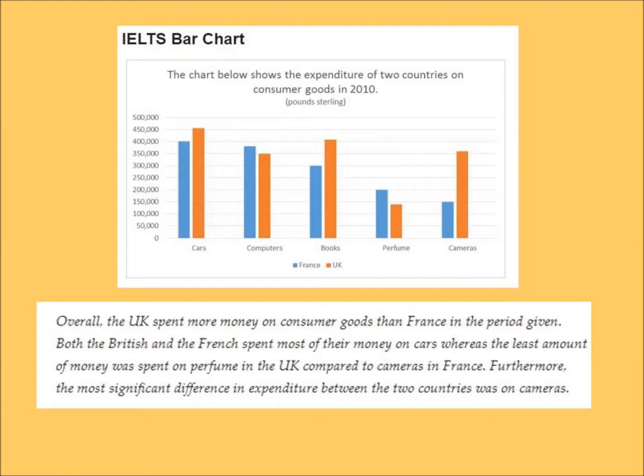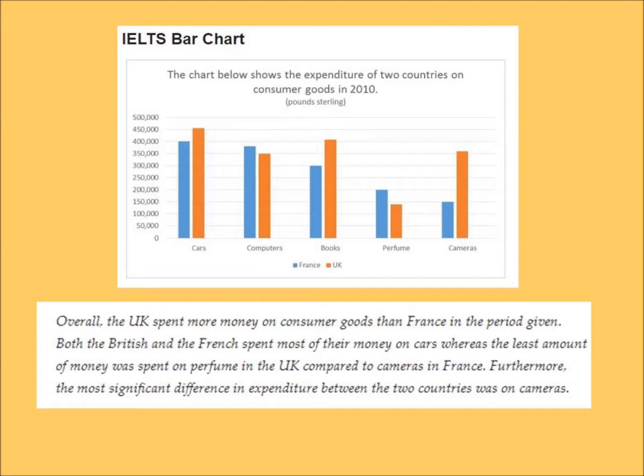Both the British and French spent most of their money on cars, whereas the least amount of money was spent on perfume in the UK compared to cameras in France. Okay, so that is the highest amount of money spent, in both countries. At the same time, the least amount of money was spent on perfume, while France spent the least amount of money on cameras. So it is different. So therefore, we have to identify that. So the highest amount and the least amount we have to write as the overall trend. We have to explain further.